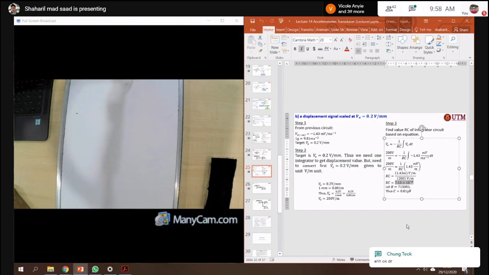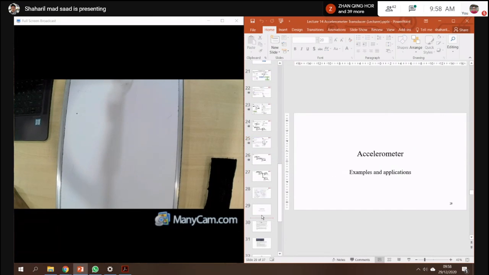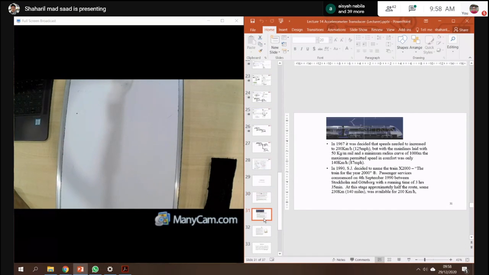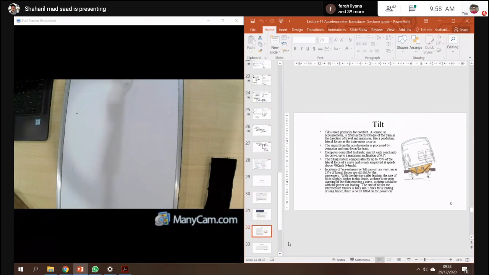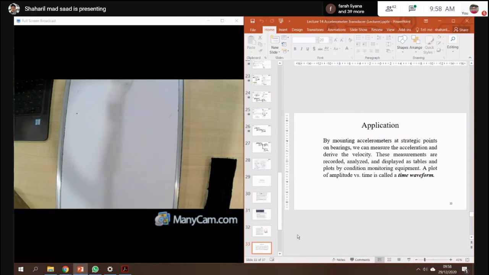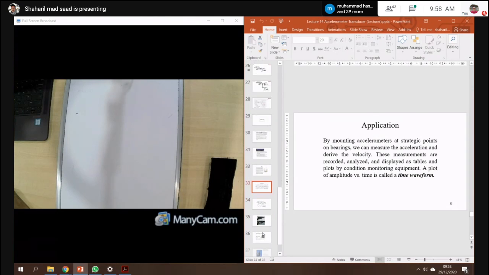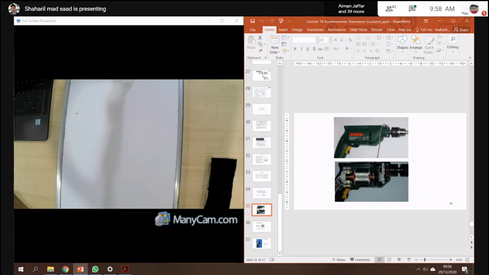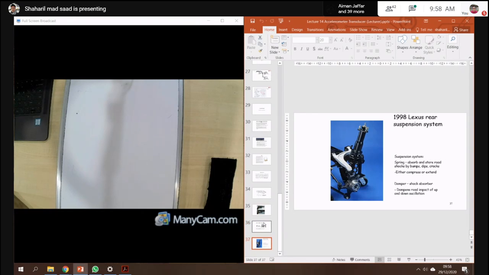Okay, good. Alright, 2 minutes more. Good, good. Alright, this is the example of application lah. I think you can read by yourself. It can be used in the train and so on to measure the acceleration. And for example, you want to measure the vibration of the drill. So you can put the accelerometer here, right? I think you can read this by yourself. This is only the application.